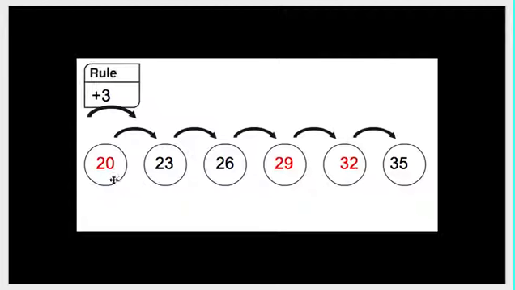So 20 would be your first number. Adding 3 gets you to 23. Adding 3 gets you to 26. Adding 3 gets you to 29. Adding 3 gets you to 32. And adding 3 more gets you to 35.